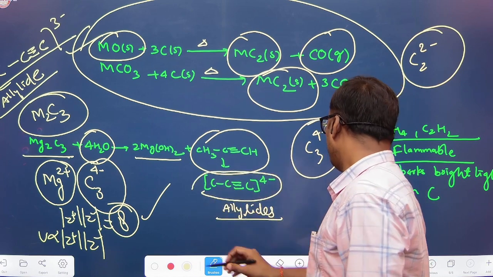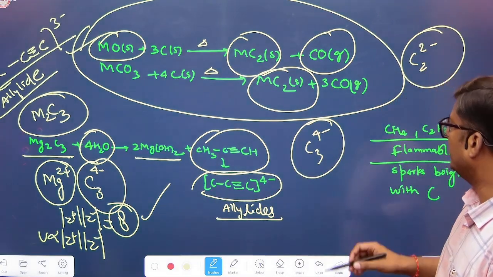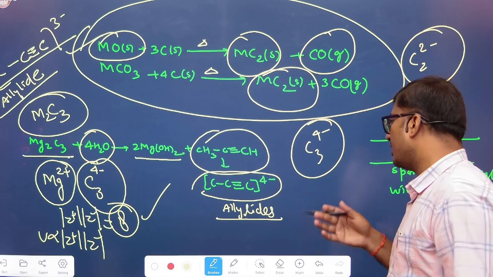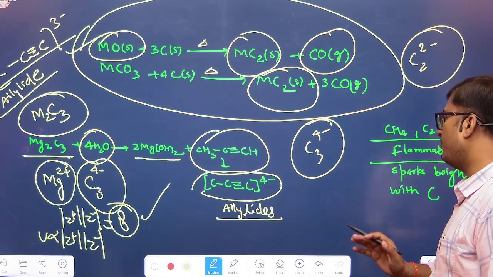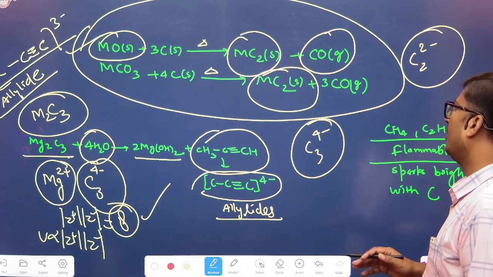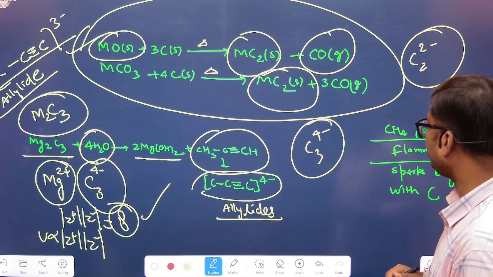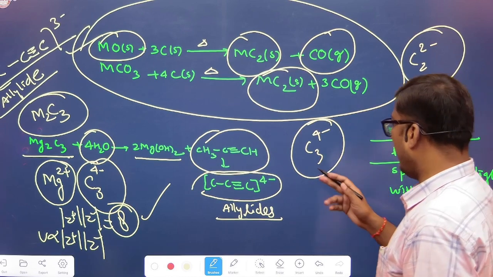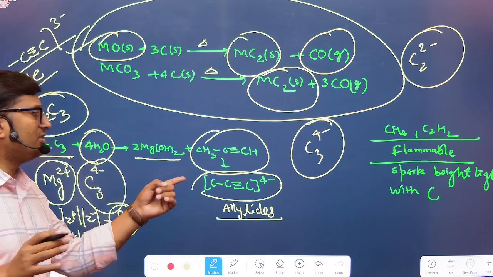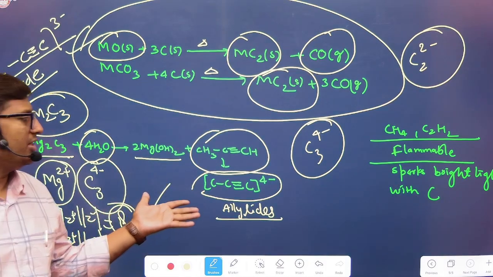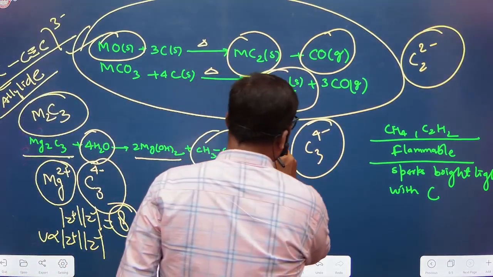This is called allylide, right? So this is the beauty of carbon, that it attains different types of anionic species through forming carbide compounds. So this is another way for the production of different unsaturated hydrocarbons. So that is your propyne, which is in the gaseous state, right?